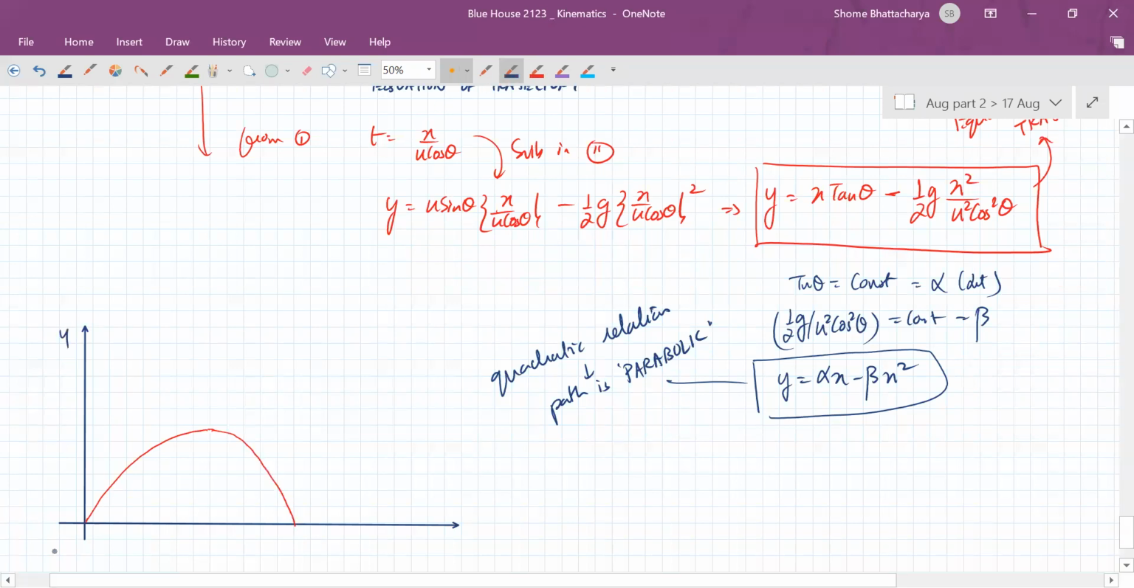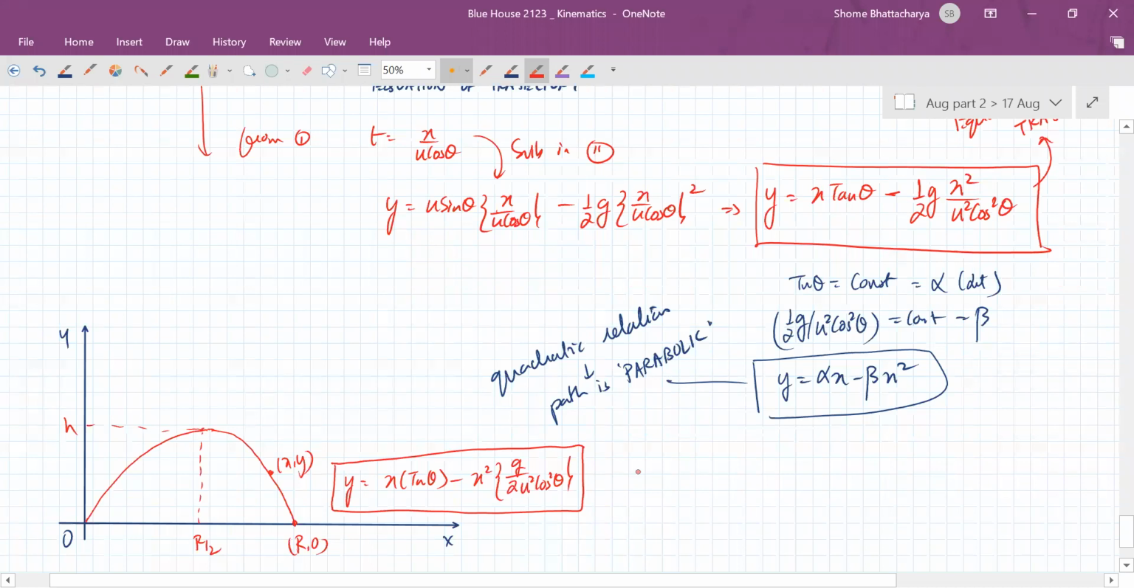So as a projectile moves from its starting point to the point where it lands, in between this point is where it is at r by 2 comma h and all that. So any point on this curve satisfies the relation y is equal to some constant into x minus some constant into x square.